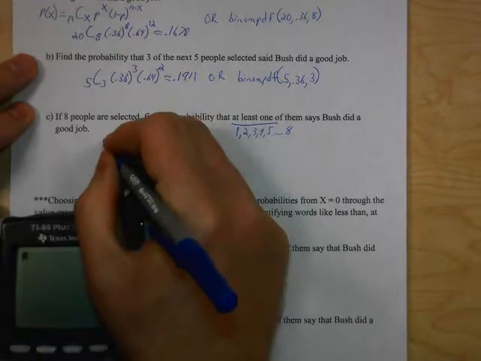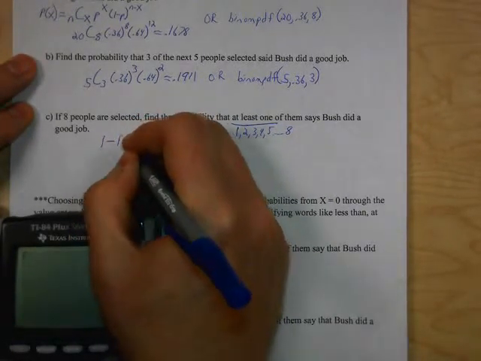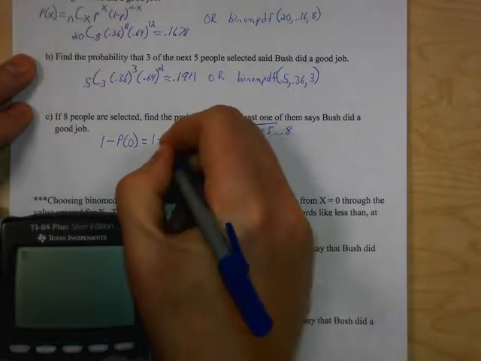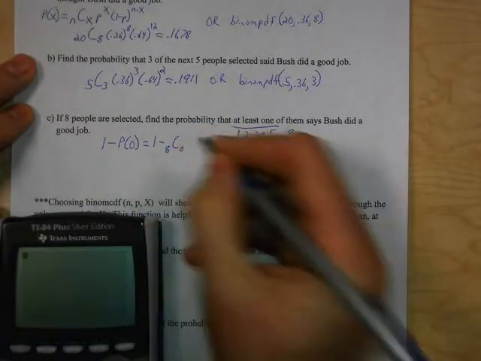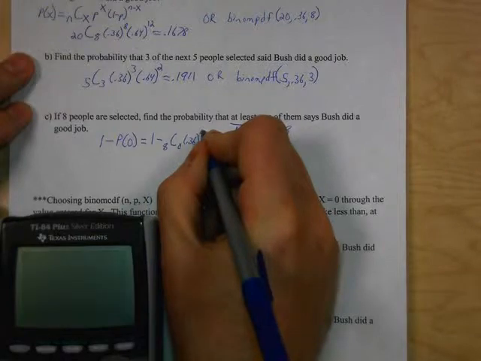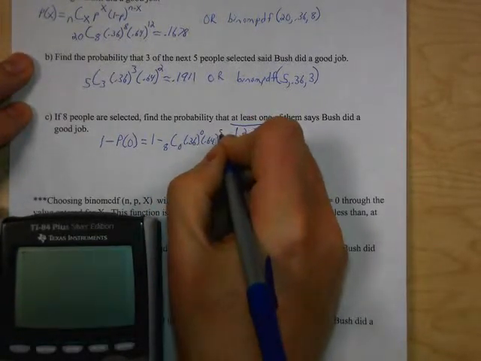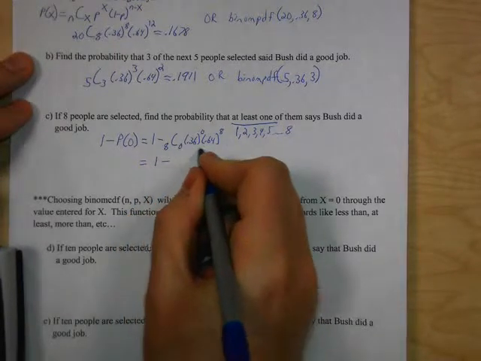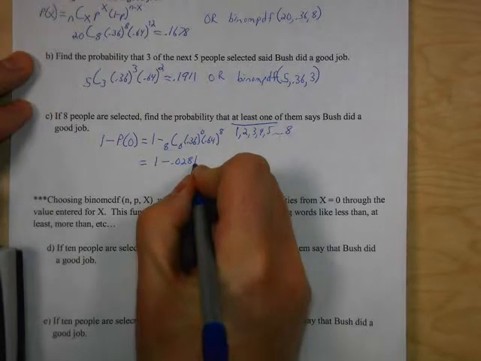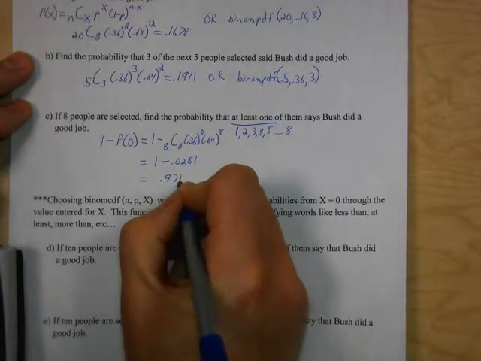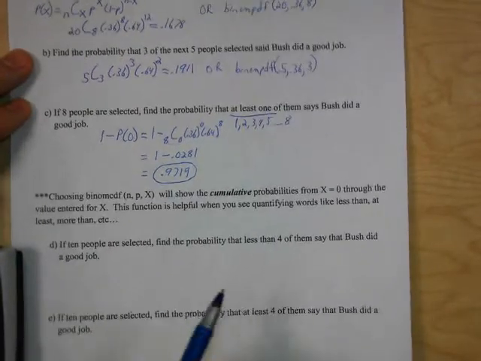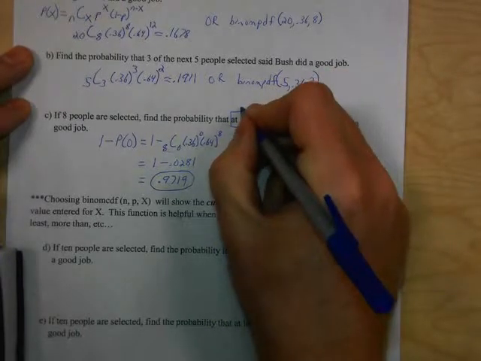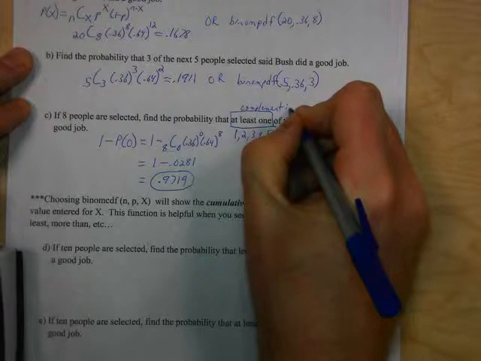So we are going to do 1 minus the probability of exactly 0, which would be 1 minus, out of the 8 you're going to choose 0 successes, times 0.36 to the 0 successes, times 0.64 to the 8th. Okay, and when you do all this in the calculator, you're going to get 0.0281. So 1 minus that will be about 0.9719. Okay, so that's an example of using the complement. Okay, so the complement of at least 1 is 0.